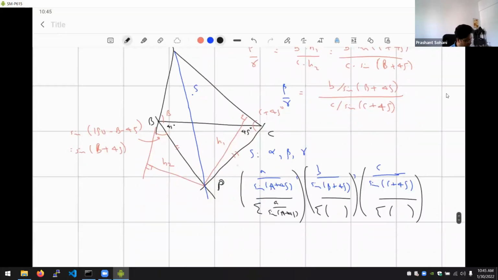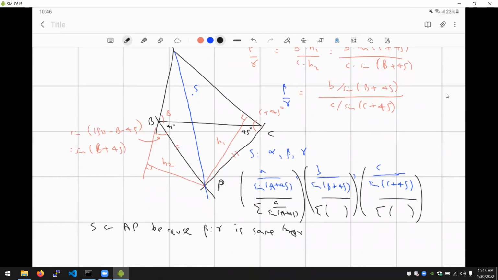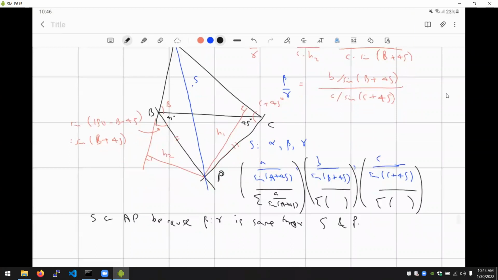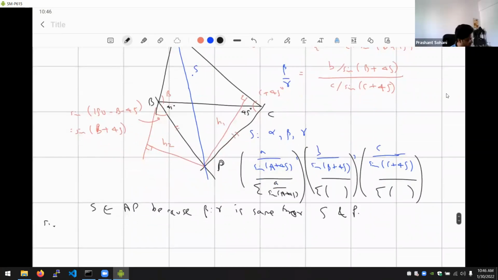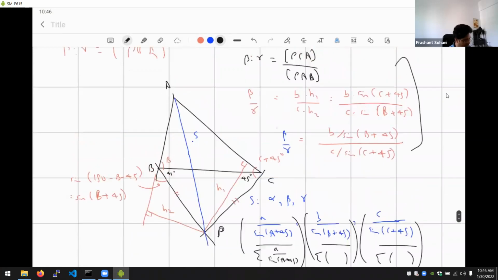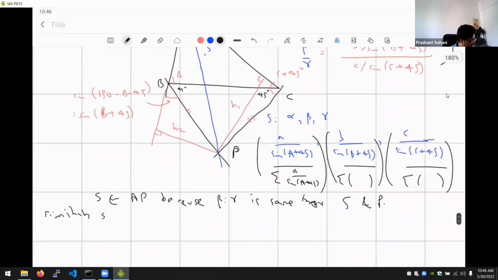So this point S, which has these barycentric coordinates, belongs to line AP because the ratio beta to gamma is the same. But similarly, this calculation which I did over here to find the beta upon gamma ratio for P, I could repeat the same calculation for the points Q and R also. And I'll get that S has to lie on BQ and CR also.